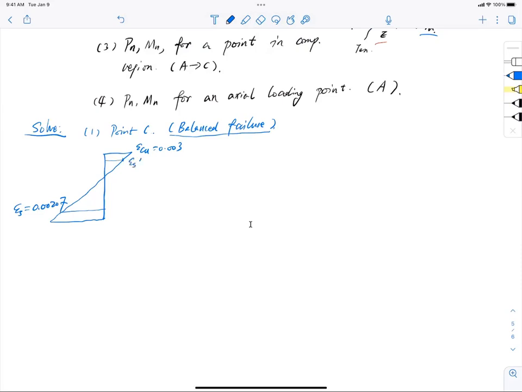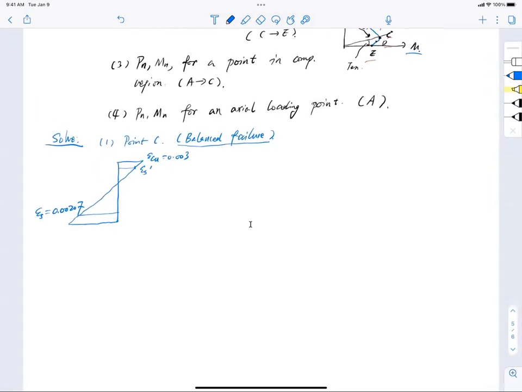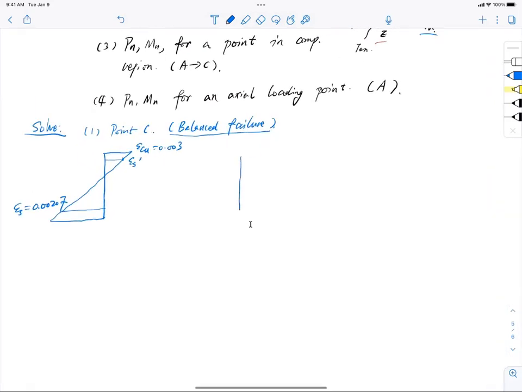So how do you know that? I haven't given you the geometry yet, right? So the geometry actually looks like this: a square column, right? A square column, and I have reinforcement in the corners. So this is number 9, corner, number 9, corner, number 9, corner, number 9, corner.